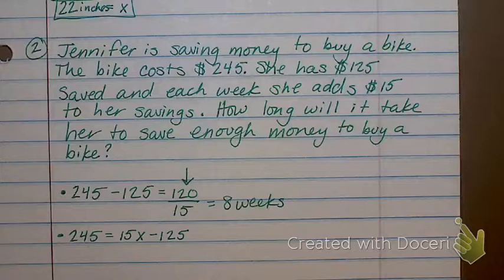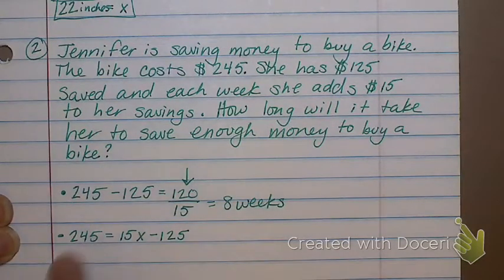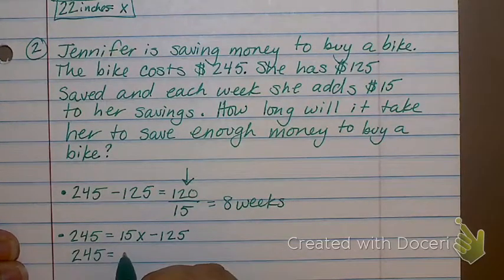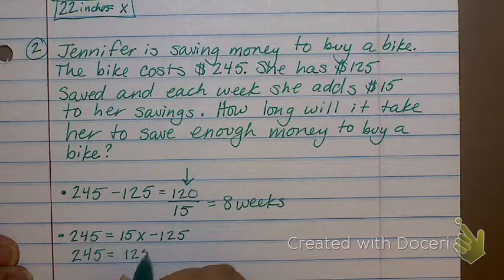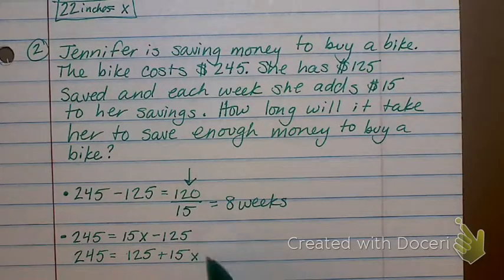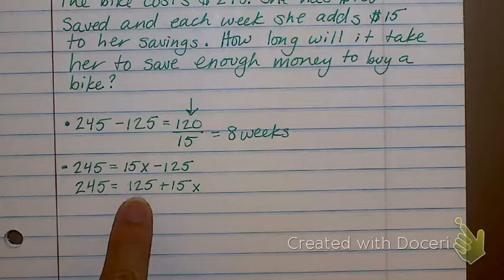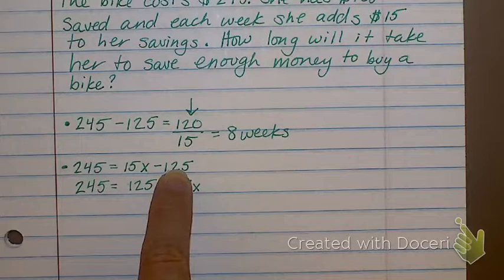Yes, ma'am. I did it like that, but I put 245 equals 125 plus 15. So yours is another equation way. You just wrote your equation like, how did you say that? 245 equals 125 plus 15. Okay. Are these two equations the same? No. They're not the same. What's different about them? One has positive 125 and one has negative 125.